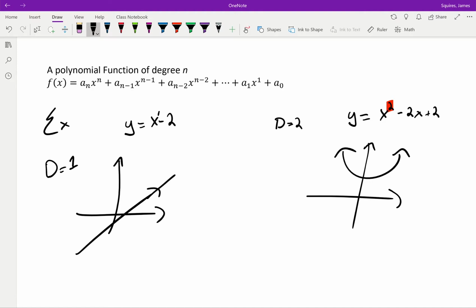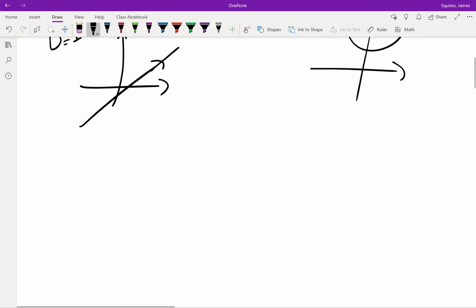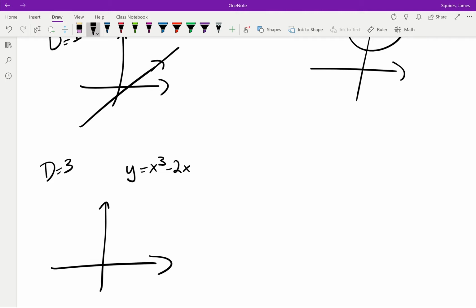Alright, moving on. Let's do an example where the degree equals 3. Say y equals x cubed minus 2x. And if we were to graph this, it would look something like that.